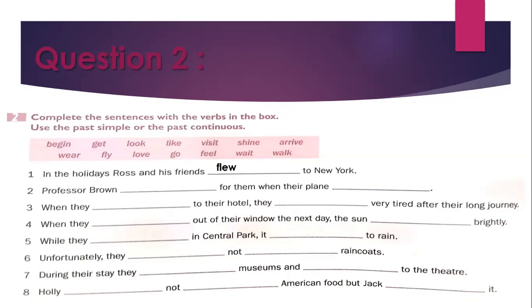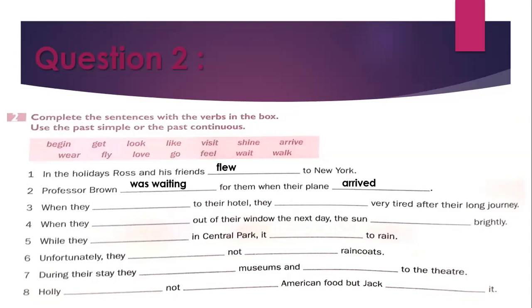okay? Professor Brown, for them, when their plane, okay, arrived. So here we have two actions in the past. One of them was long and the other was short, okay? So with the long action, we use past continuous. Professor Brown was waiting for them. When their plane arrived, okay? When their plane arrived, the long action, Professor Brown was waiting for them, and the short action, the plane arrived.